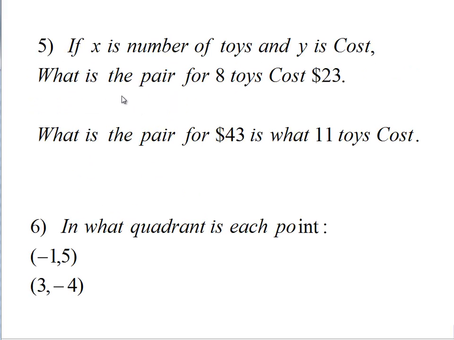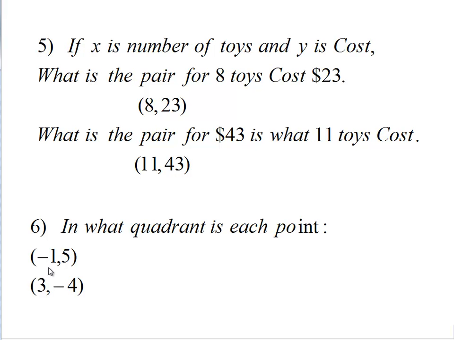Okay, number 5. X is the number of toys, Y is the cost. We have 8 toys, $23, so it's 8, 23. We have $43, 11 toys, so it's going to be 11 and 43. Okay, X is the number of toys, so in this case it's 11. Y is the cost. It's that way.